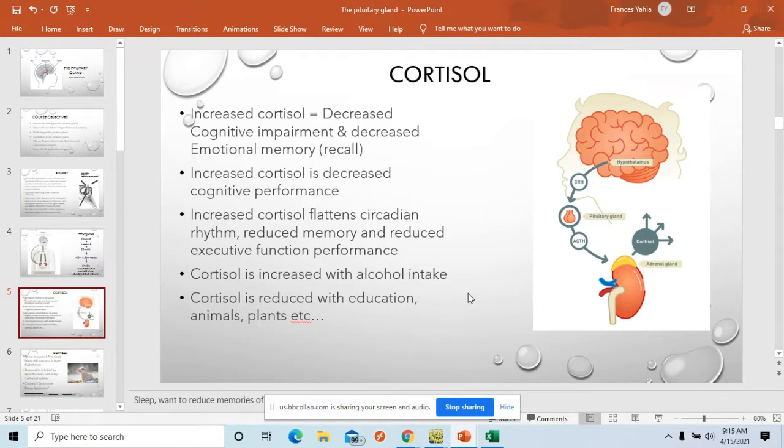Cortisol is increased with alcohol intake, and cortisol is reduced with education, animals, and plants. And I'll tie that into Chiron in a bit, because Chiron actually rules our diet. So a good diet will decrease cortisol, just like alcohol will increase it. And that goes back to the centaur, which is an alcoholic in mythology. And animals are ruled by Chiron, so I'll tie that in a bit.